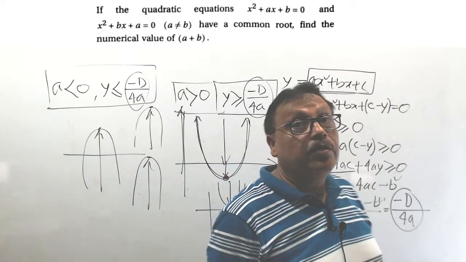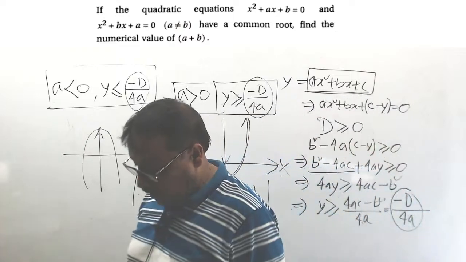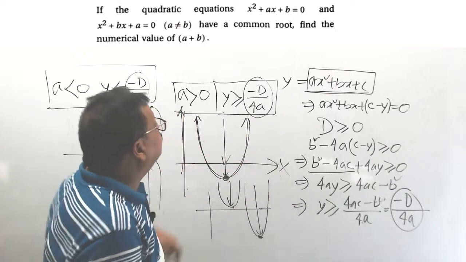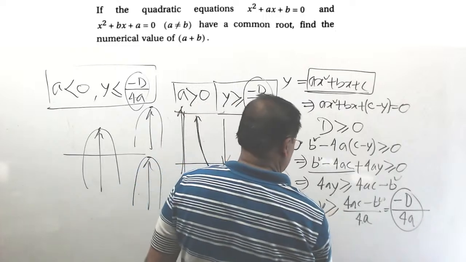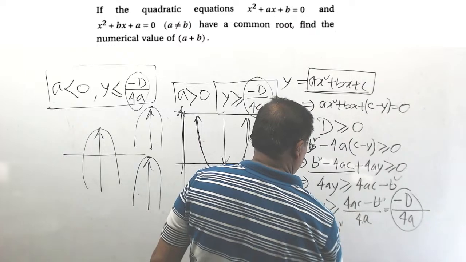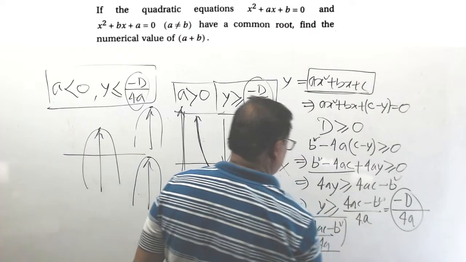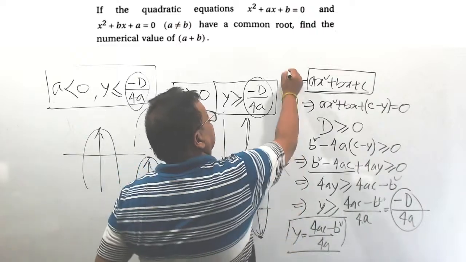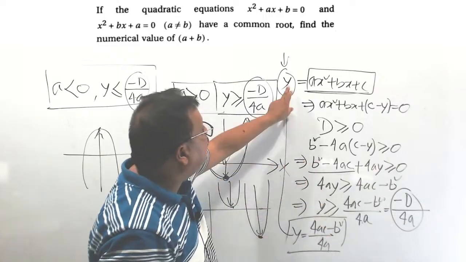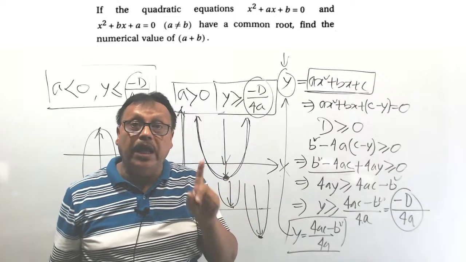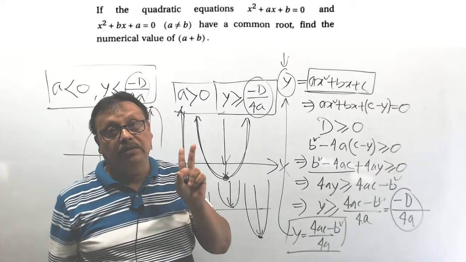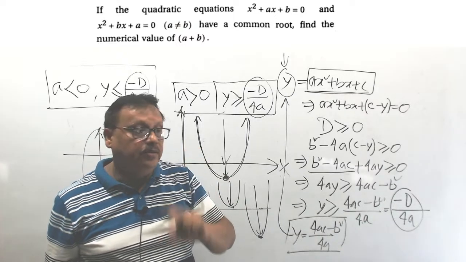Now, what will be the corresponding values of x at that point? Just by putting the values of y equal to 4ac minus b square by 4a, you will get the corresponding values of x. Where will you put the values? Here. By putting the values here, you will get the corresponding values of x at the maximum or minimum values. Understood? Okay.